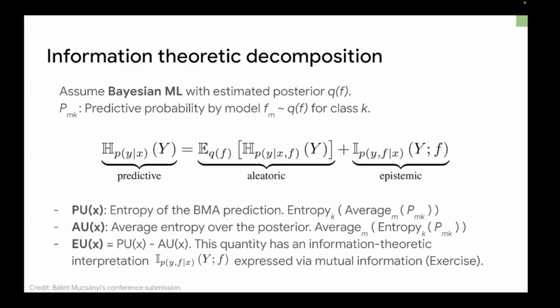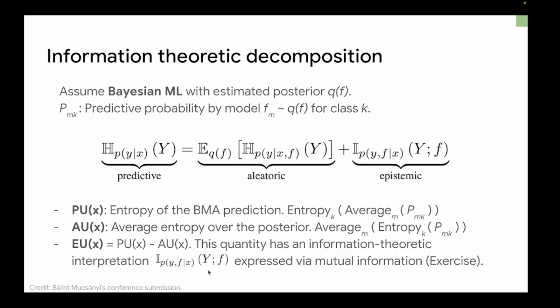So you take the entropy along the class axis first, and then take the average along the model's dimension. Then the question is, what is the EU, epistemic uncertainty? To establish the identity PU equals AU plus EU, we just define EU as the difference between PU and AU. Okay. Then by definition, we have the summation relationship.